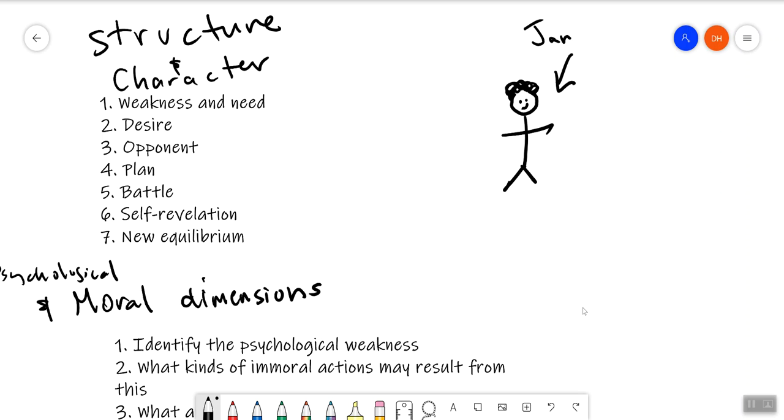Next up, we have plan. This links organically to the desire and need and the opponent aspects of the story. Let's say that Jan has weaknesses and needs, okay? She has certain desires, etc. There's an opponent standing in her way. What's she gonna do? How's she gonna beat the opponent? How's she gonna get married? How's she gonna, whatever. Okay. So the plan is basically the story itself.